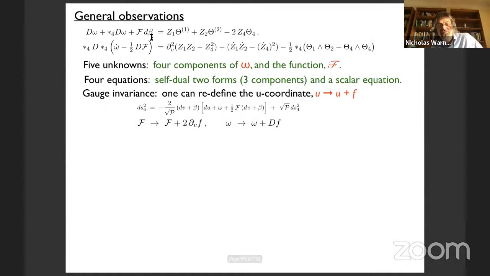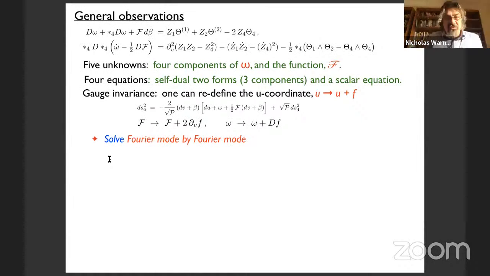But you have to remember, look at this metric. The u coordinate can always be redefined. If you send u goes to u plus f, it basically shifts curly f by a factor of 2 dv of f, and then omega gets shifted by a rearranged version involving beta of this. So in other words, there's a gauge invariance. This does not change the BPS equation, doesn't change anything. So really there's a gauge invariance, which you should fix. So that's why you've got 4 equations for 5 unknowns. Really it's 5 unknowns, but there's 1 gauge invariance.